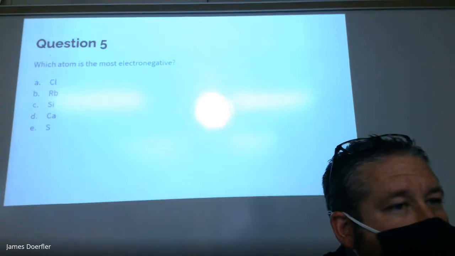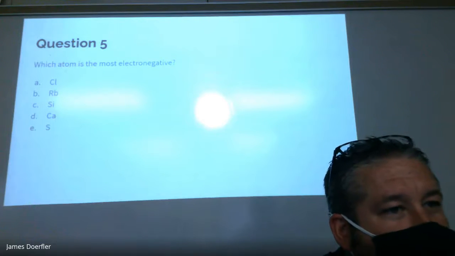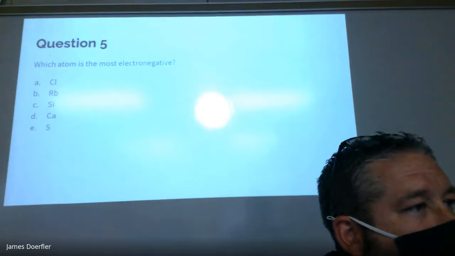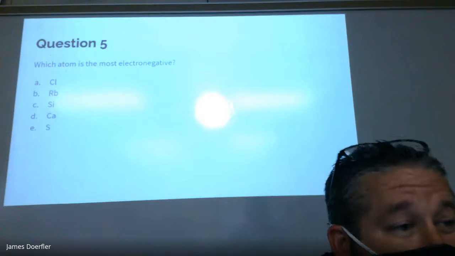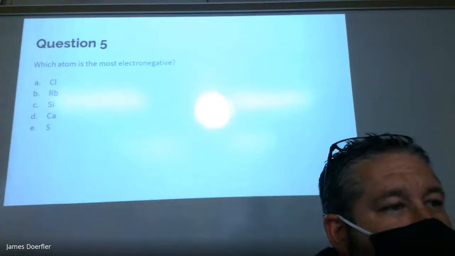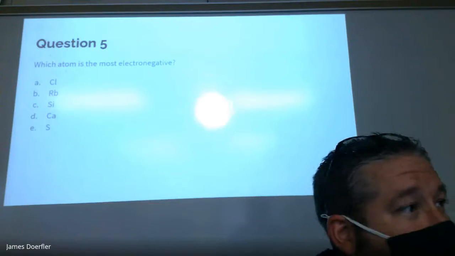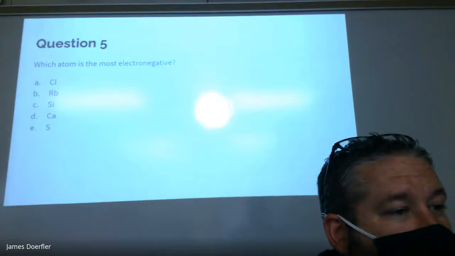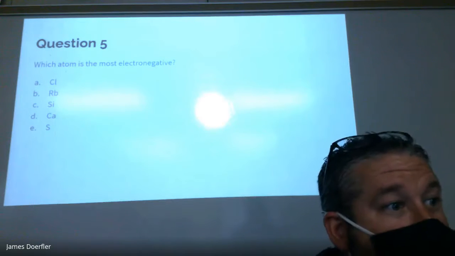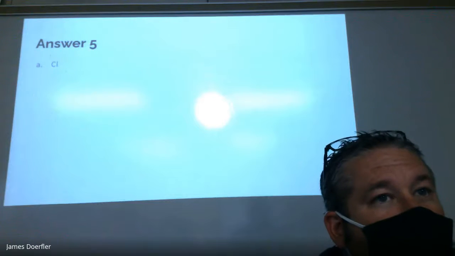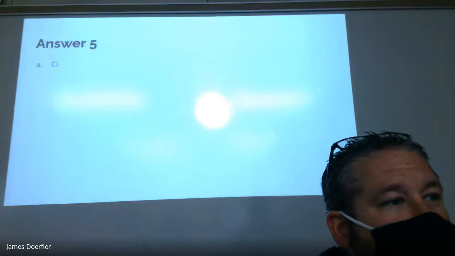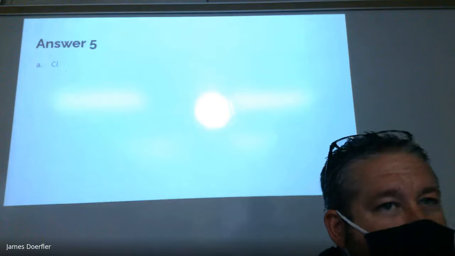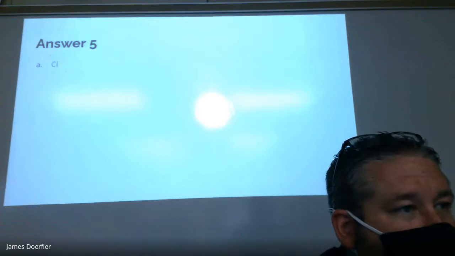Question 5, which atom is the most electronegative? Again, this one would be where you could use the trends. But since you're using that table with the values, it might be easier to use that as well. You have chlorine, rubidium, silicon, calcium, and sulfur. If you just use the trends, you would find that chlorine would be the most electronegative of the group.